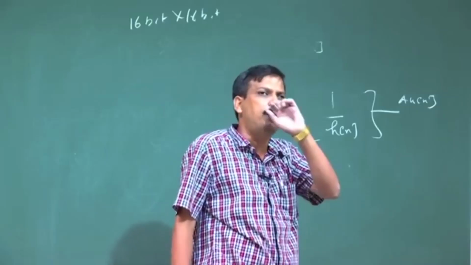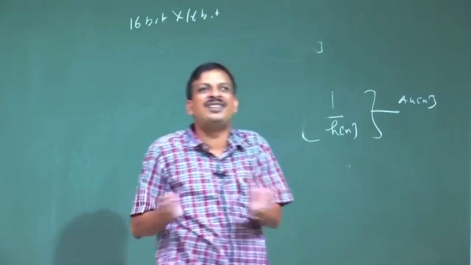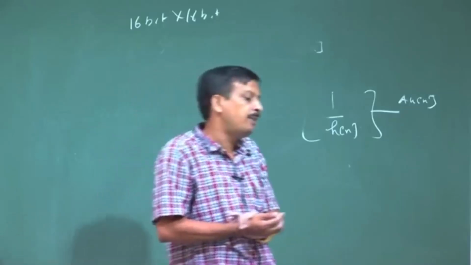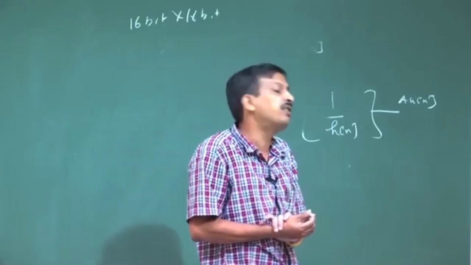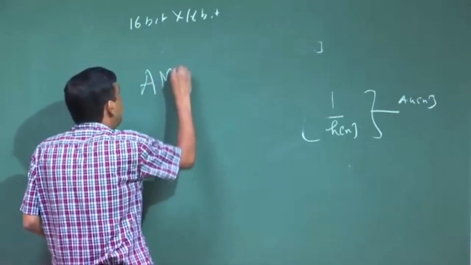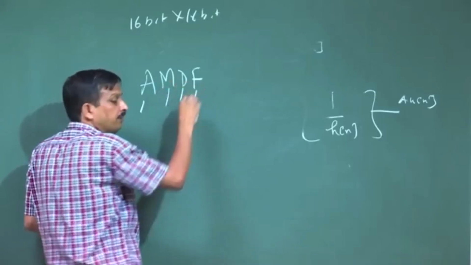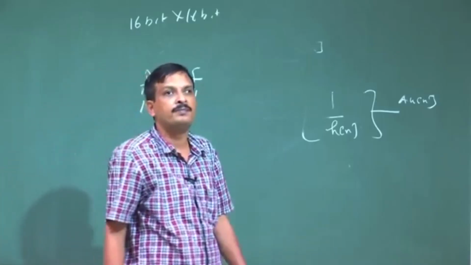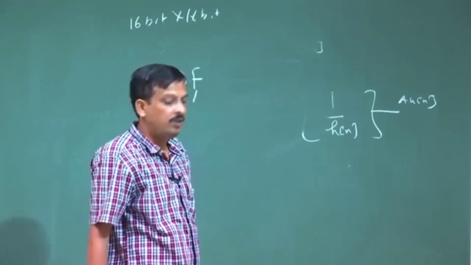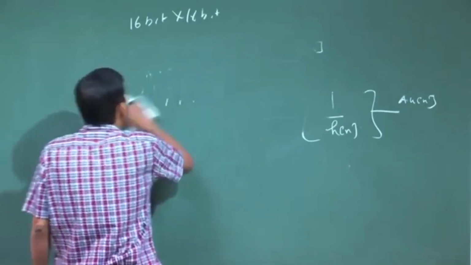So, for hardware implementation, or when the computation facility is not enough, you can use the average magnitude difference function, which is called AMDF, average magnitude difference function. So, what is the theory behind it? What is the method in here?